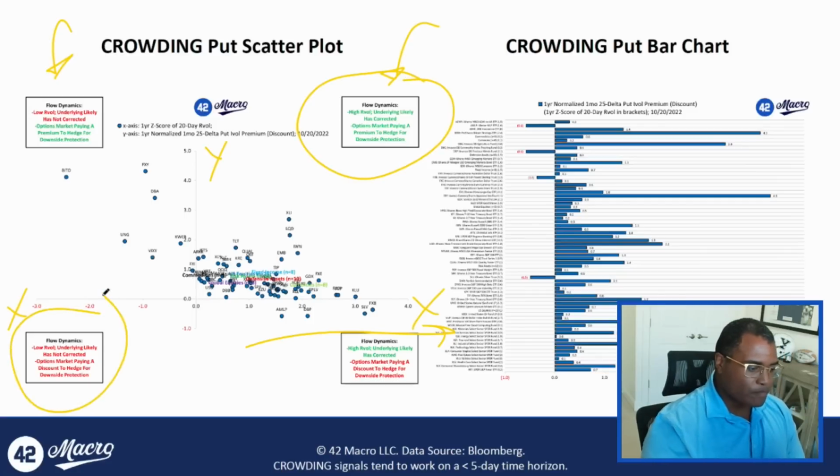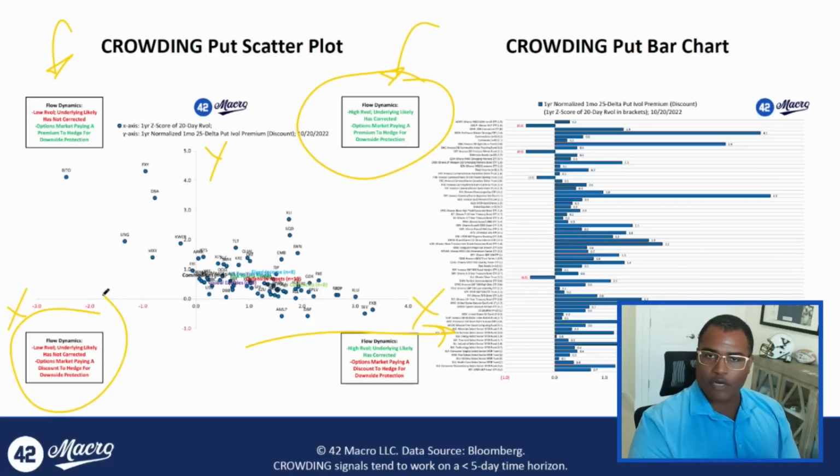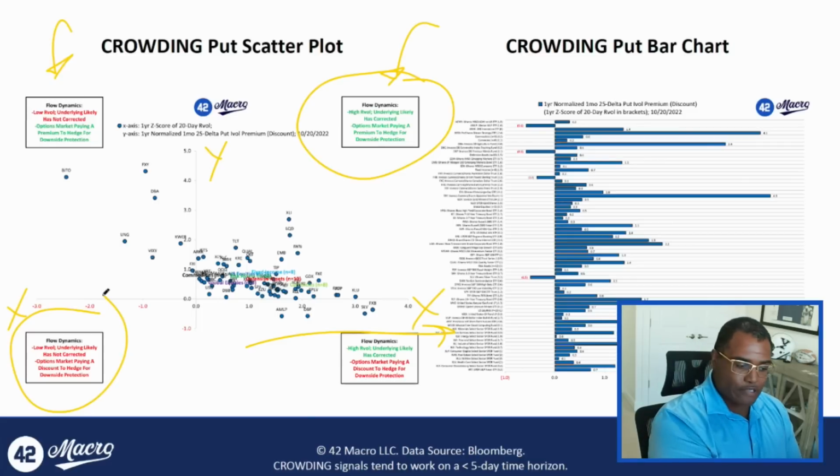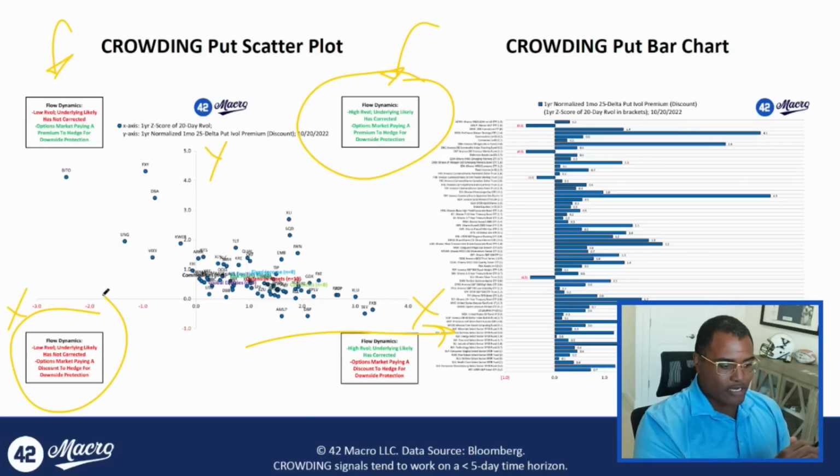And then conversely, when you're in the bottom left of this chart, the flow dynamics are extremely negative. You have low realized volatility. The asset has likely not corrected or finished correcting. The options market is paying a discount to hedge for downside protection. So that's a really negative state. I just wanted to flag that change this morning.